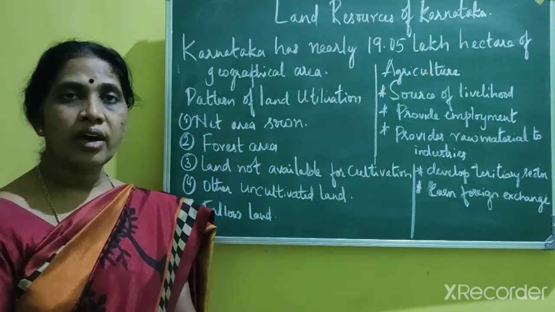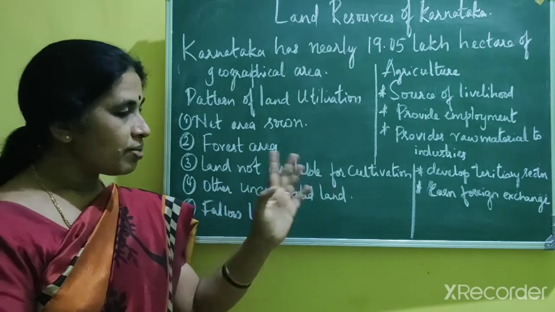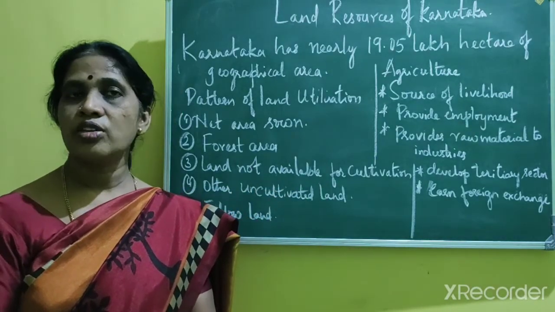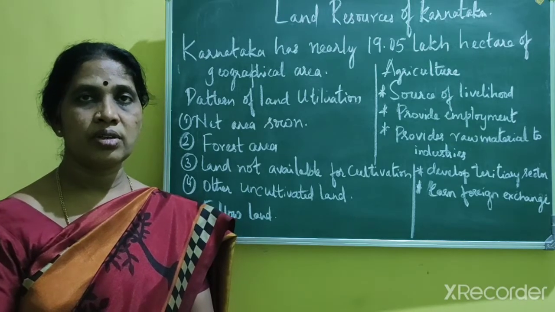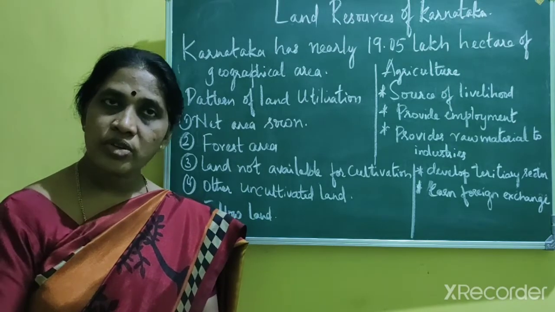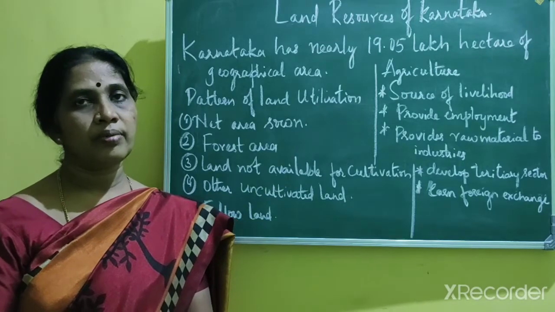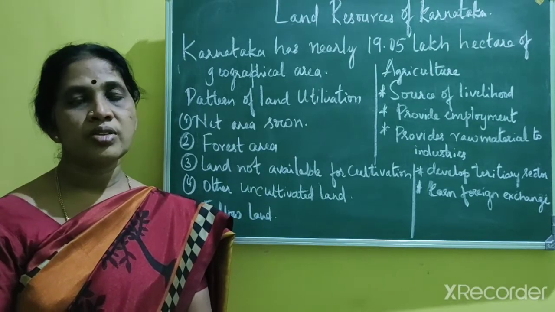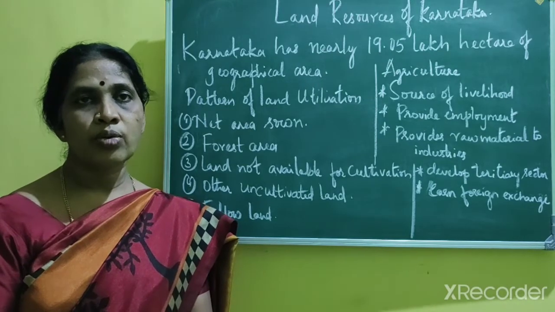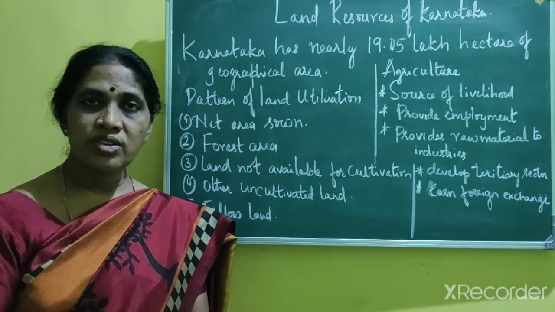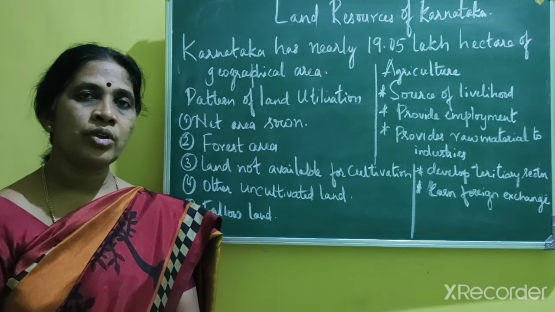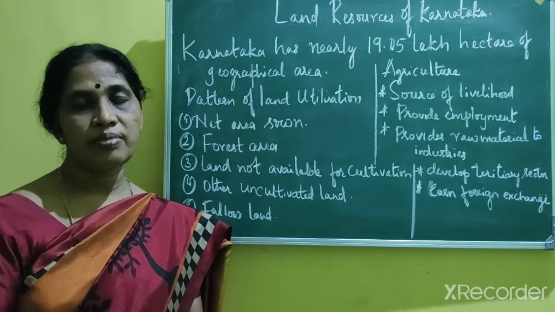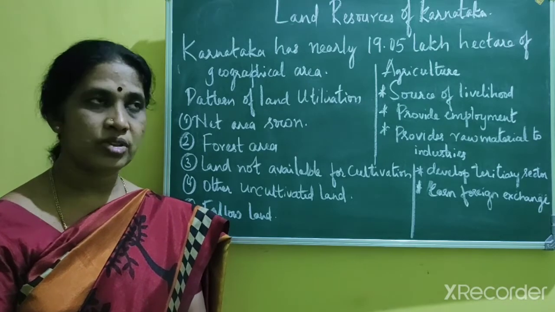Next, we have the land not available for cultivation. It means land that is not used for cultivation because various projects or developmental activities are taking place over them, such as building railroads, roads, and industries. So these are the areas that are taken for such purposes.